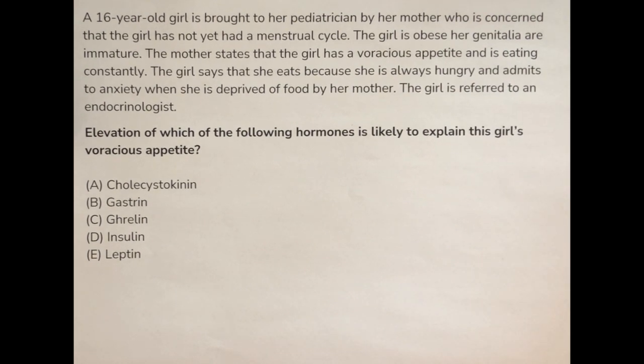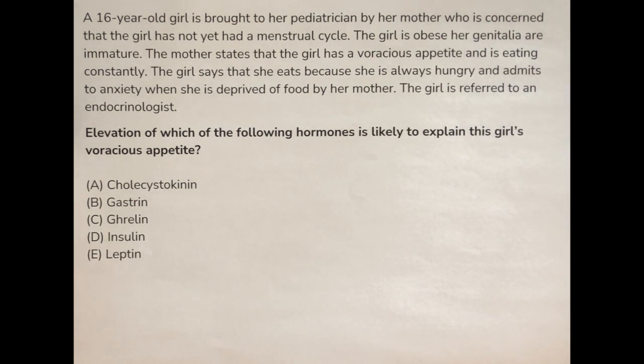A 16-year-old girl is brought to her pediatrician by her mother, who is concerned that the girl has not yet had a menstrual cycle. The girl is obese, her genitalia are immature. The mother states that the girl has a voracious appetite and is eating constantly. The girl says that she eats because she is always hungry and admits to anxiety when she is deprived of food by her mother. The girl is referred to an endocrinologist. Elevation of which of the following hormones is likely to explain this girl's voracious appetite?